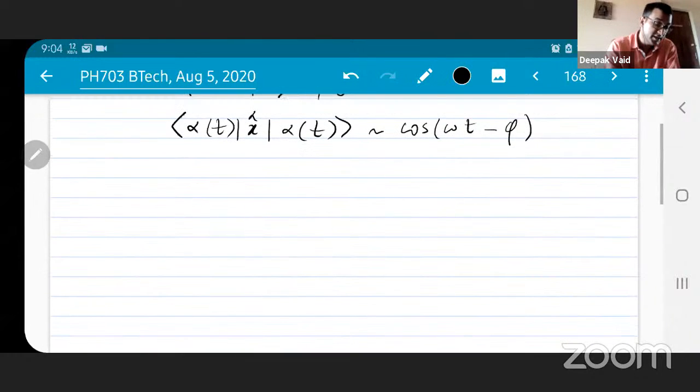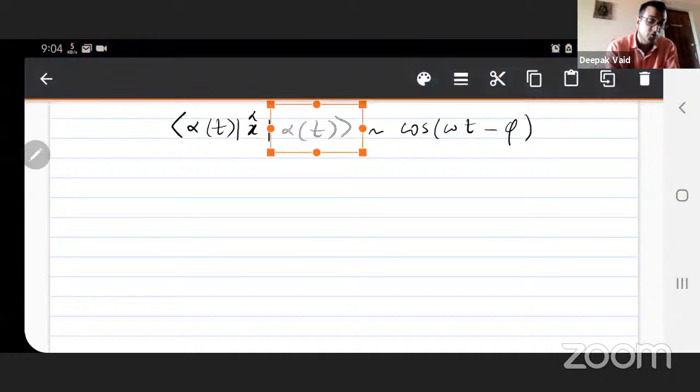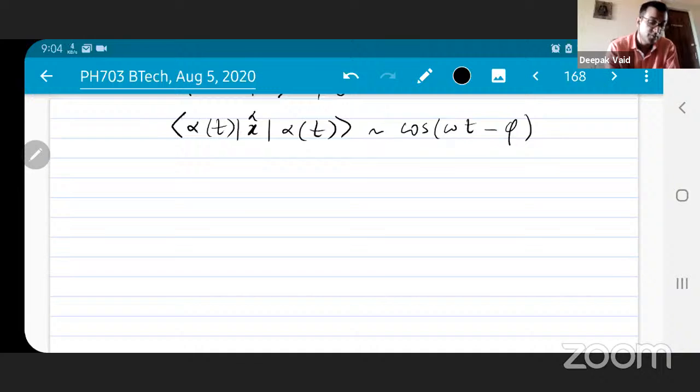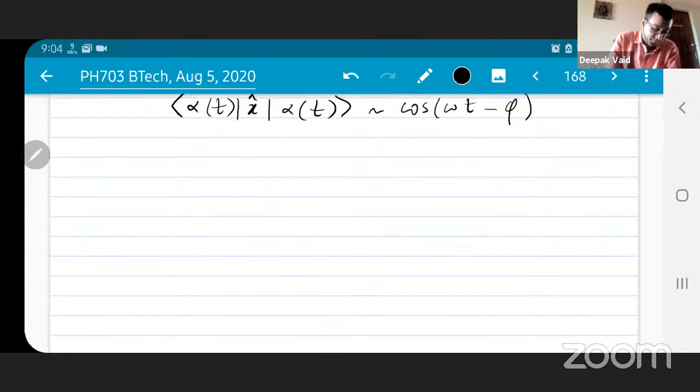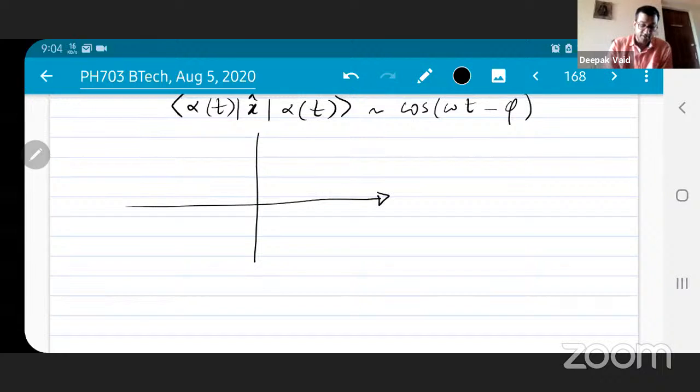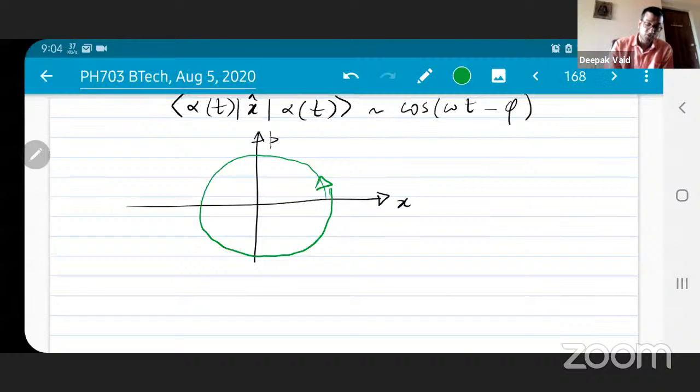So what this tells me is that when I look at the position operator, in the coherent state, how does that position operator behave as a function of time? What happens is that it behaves like this. This is X, this is P. It behaves like this. The position operator goes like this. So the position operator goes like cosine.